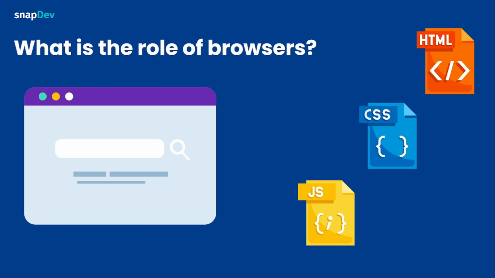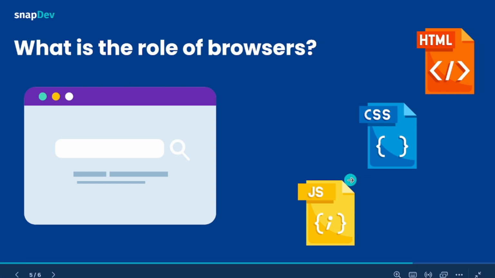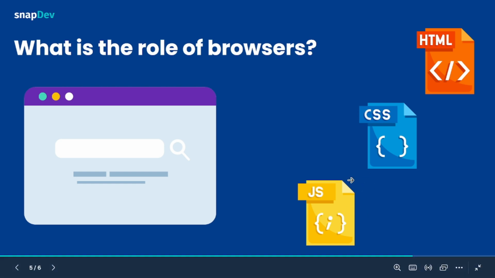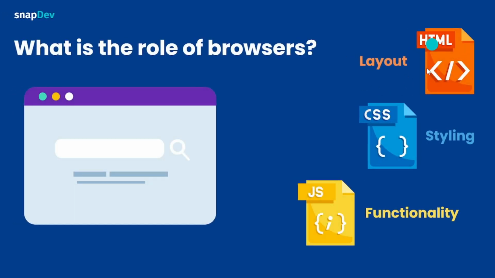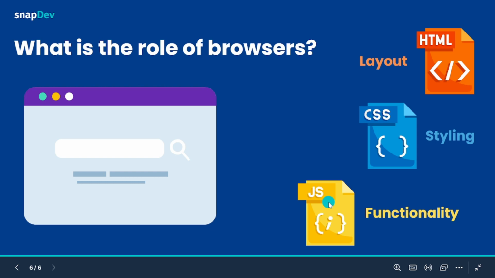Now, we require three different files because every file has a separate role to play. Okay, now what are the roles? Let's understand them. The HTML file is responsible for the layout of the website. The CSS file is responsible for the styling of the website. And the JS, which is the JavaScript file, is responsible for the functionality in your website.